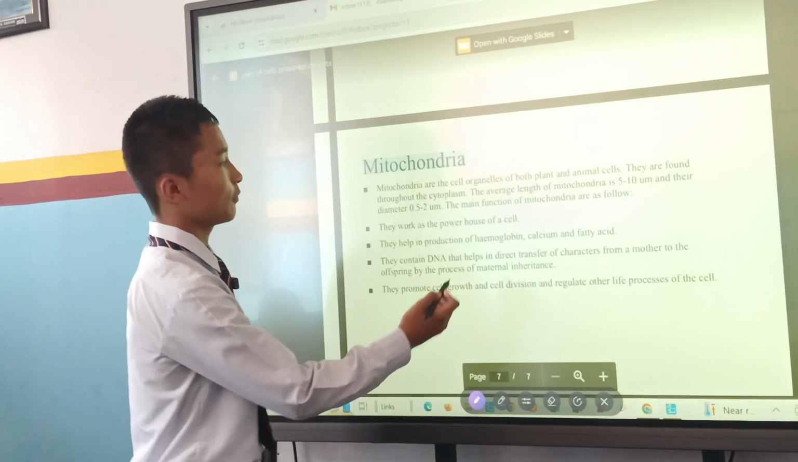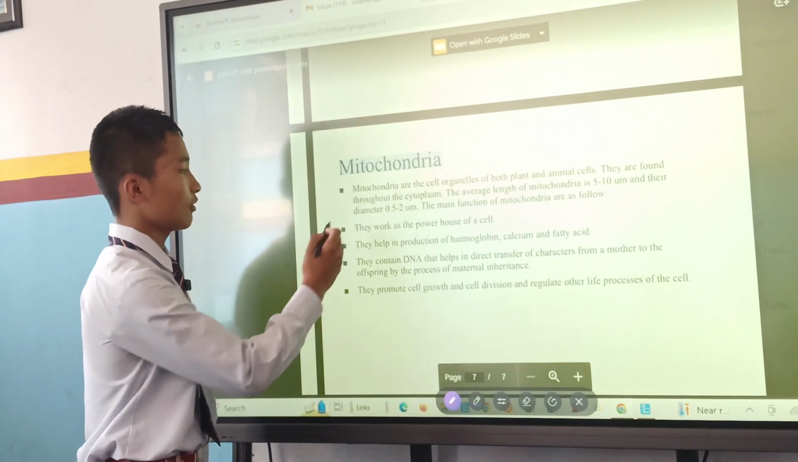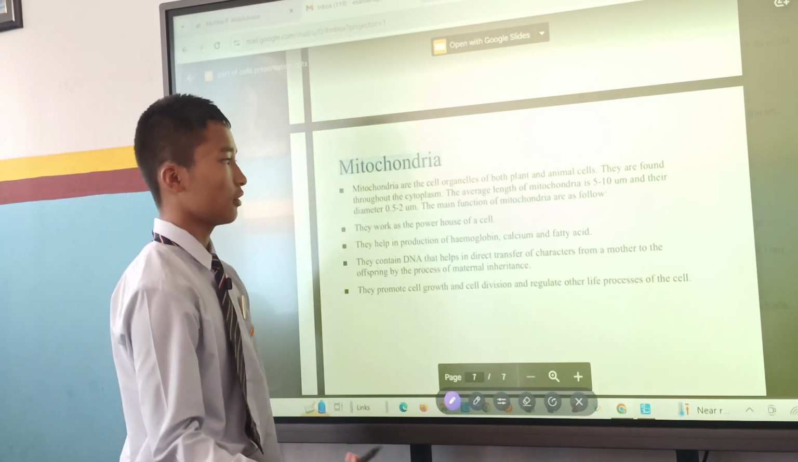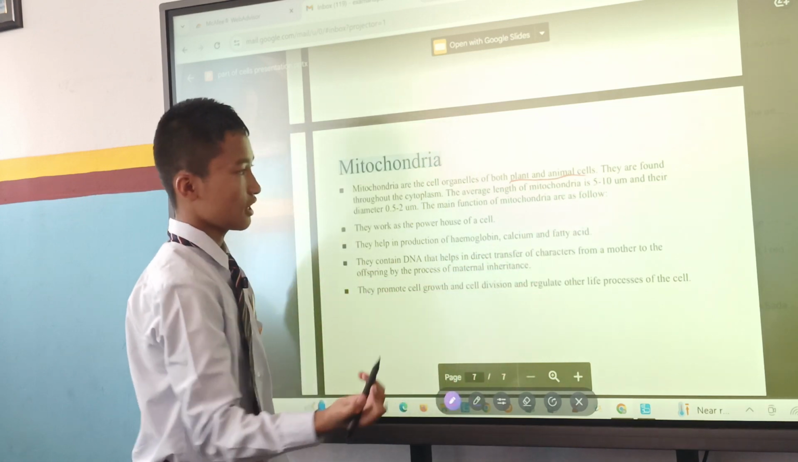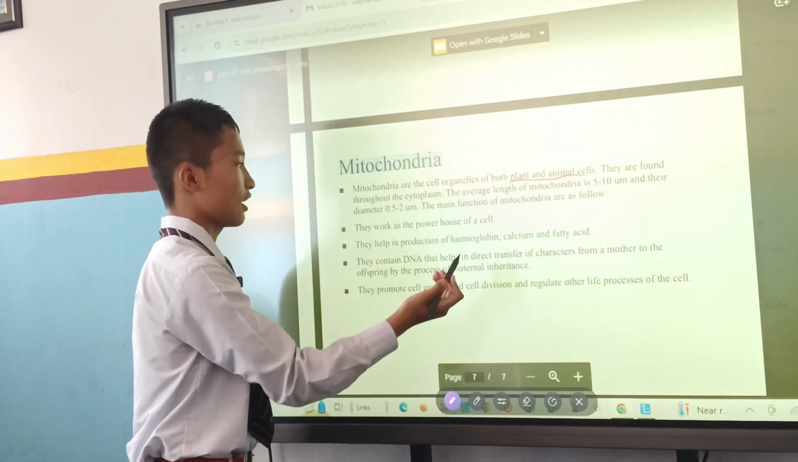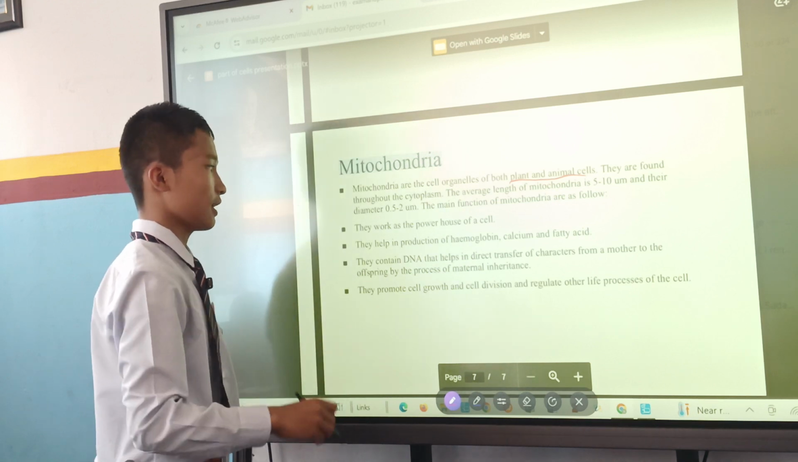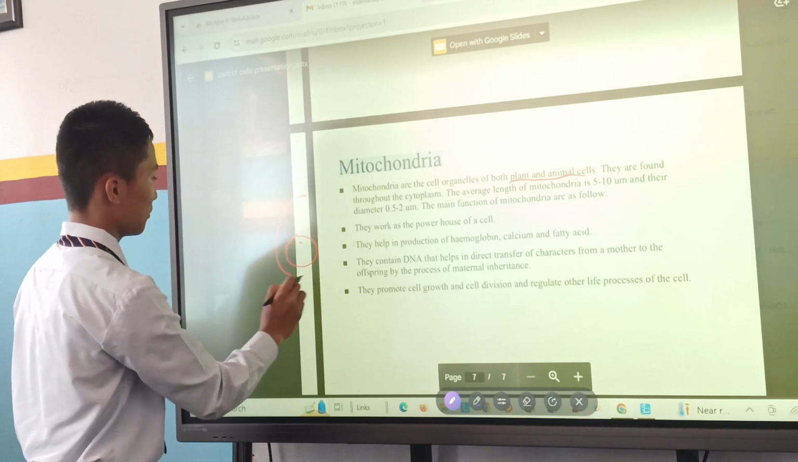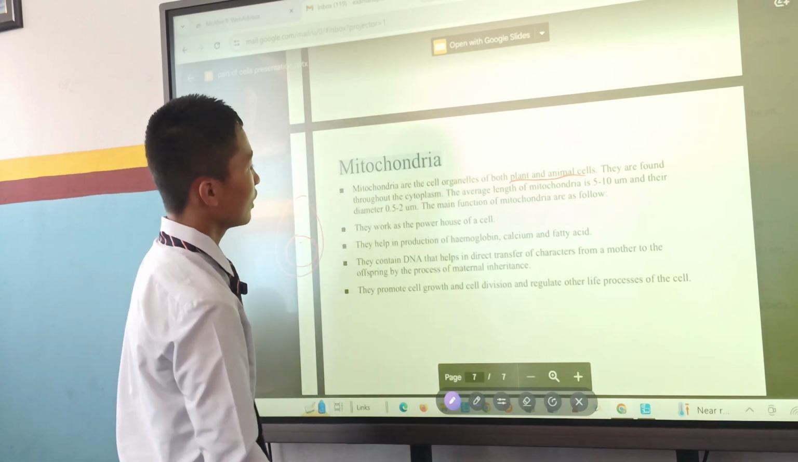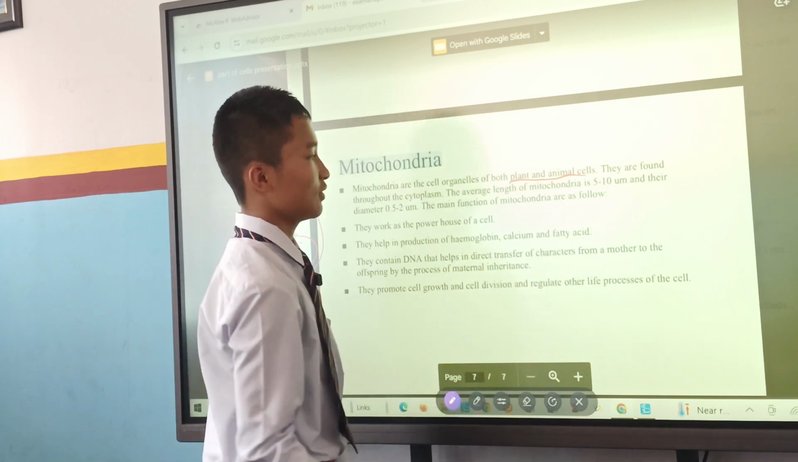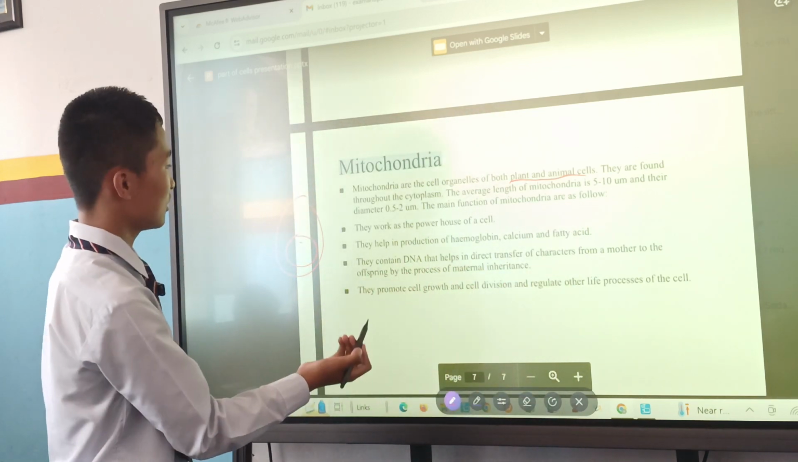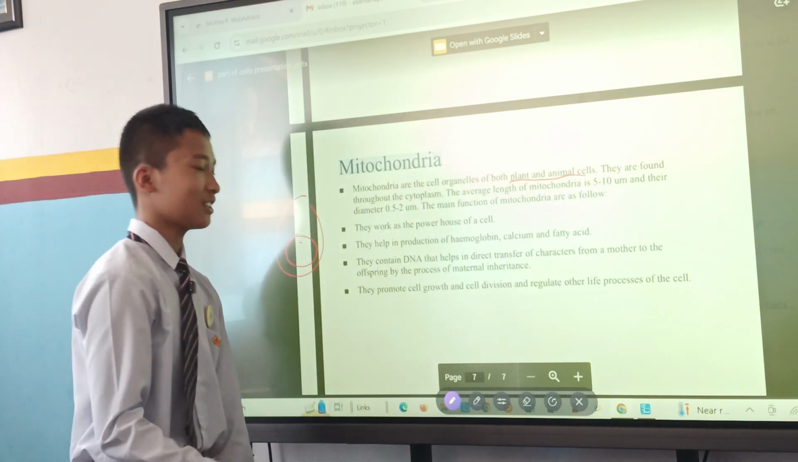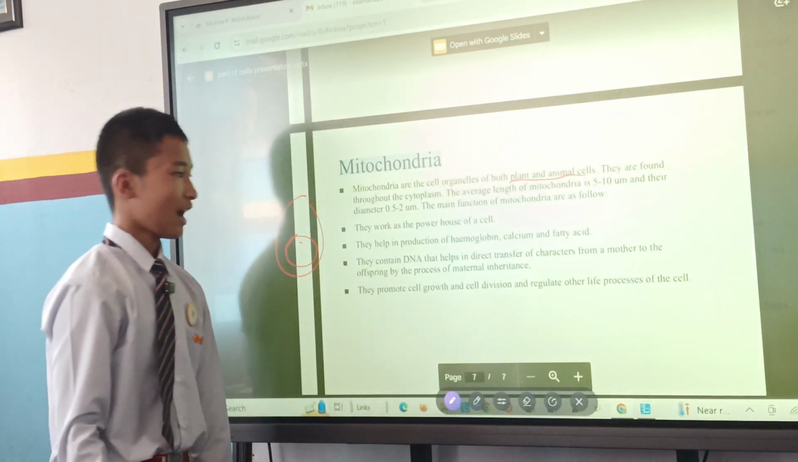Mitochondria are cell organelles of both plant and animal cells. They are found throughout the cytoplasm. It means that mitochondria are cell organelles of both plant and animal cells, just like the cell membrane. They are found throughout the cytoplasm, that means between the cell membrane and the nucleus in an animal cell. The average length of a mitochondrion is 5 to 10 micrometers and their diameter is 0.5 to 2 micrometers.